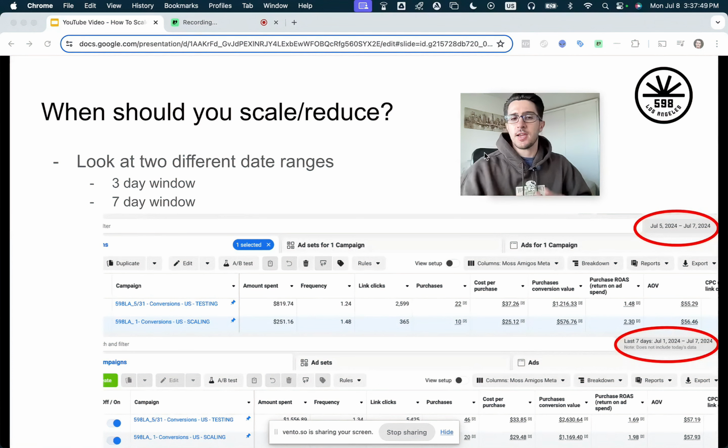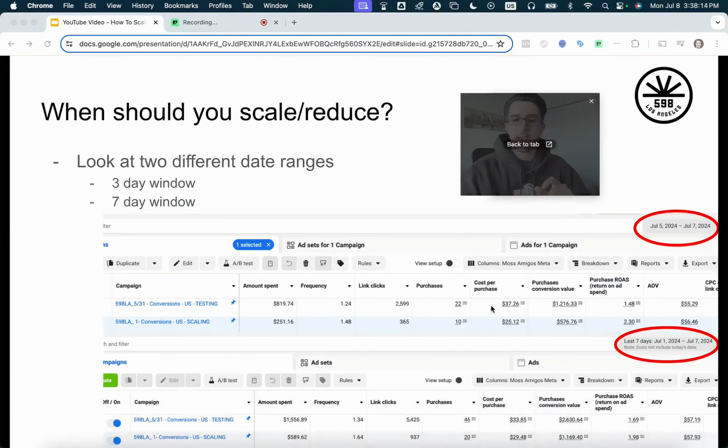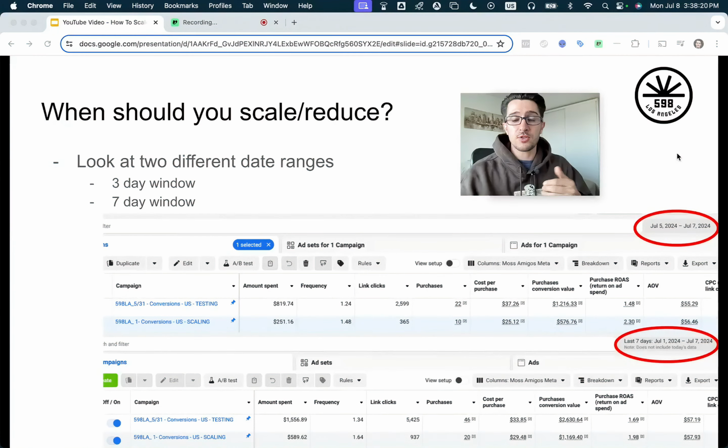So as you can see, in this case, the client has a metric or a threshold of 1.5 return on ad spend. And if we only looked at the 3-day window, we would see for this specific campaign, a testing campaign, it was only getting a 1.48. So what does that tell us? It means that I would have made the wrong decision of not scaling it up because I saw that it had a little bit less information than I was looking for, right? So it was under the 1.5, not great if I was basing it off of that.